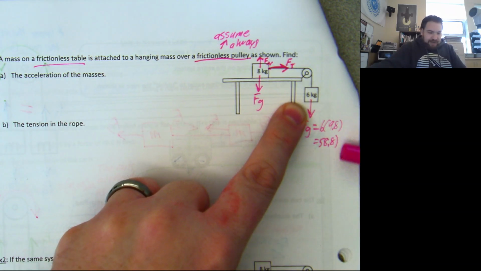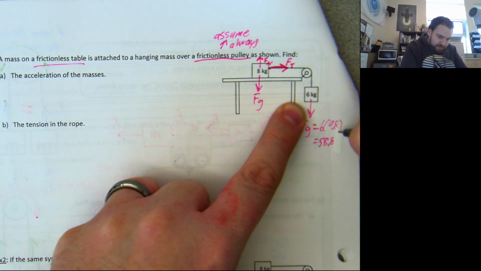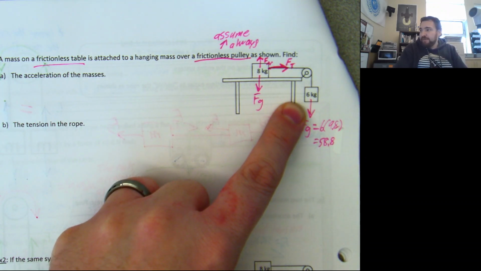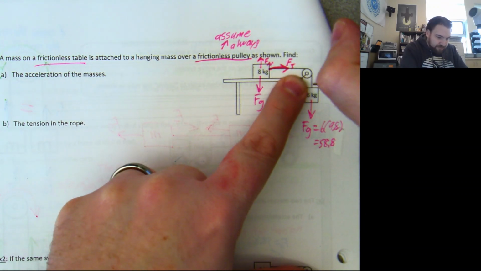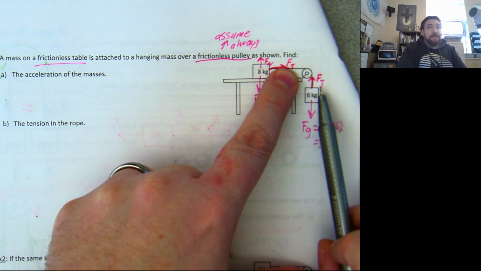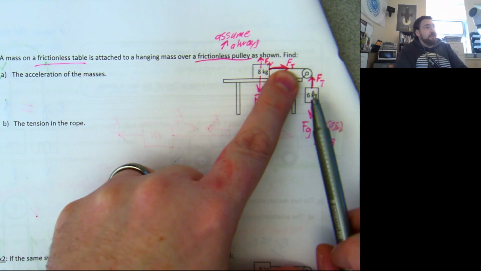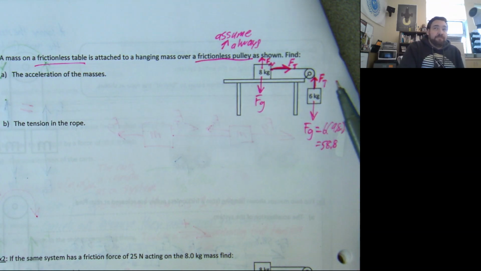Oh, I don't need a bracket there. 58.8 newtons. What else is acting on this guy? Tension upwards. And because these two tensions are the same, I don't need to label them 1 and 2. They're equal, they're opposite. I can use the same labeling for both. This is it for the free body diagram.